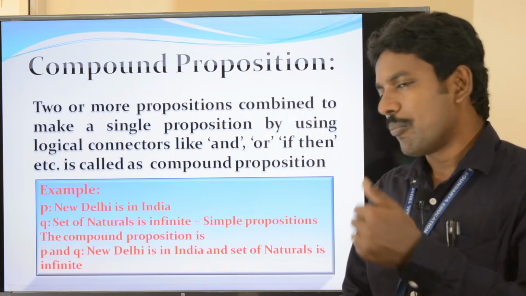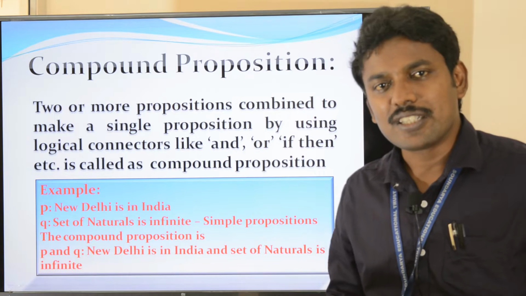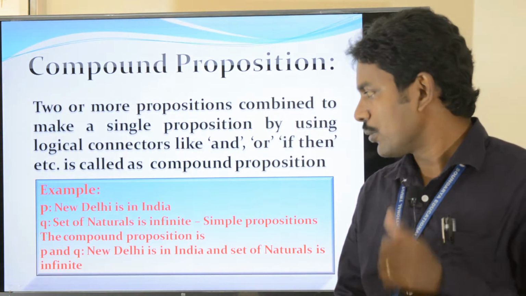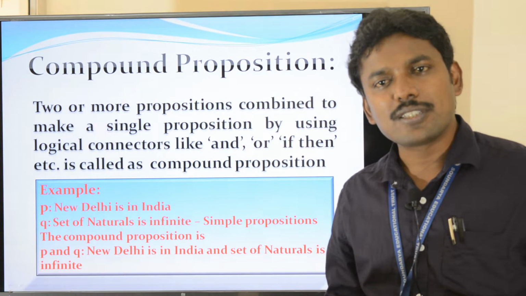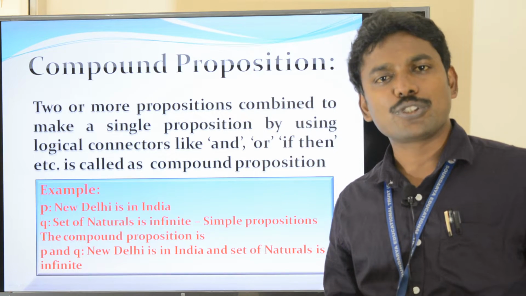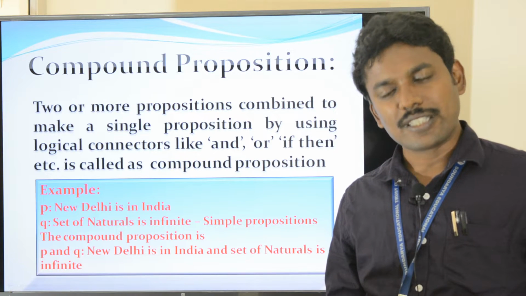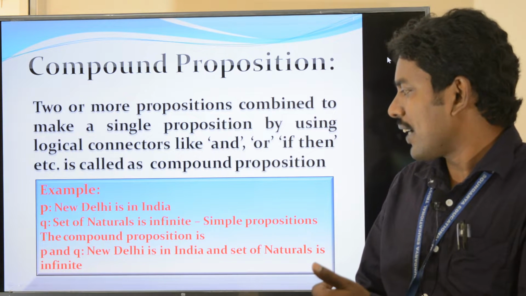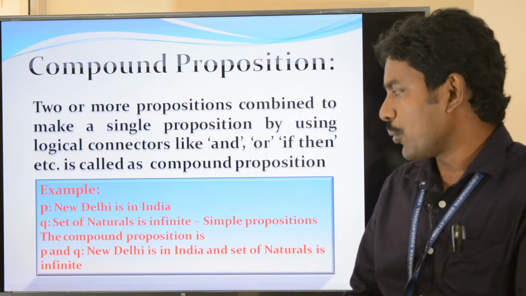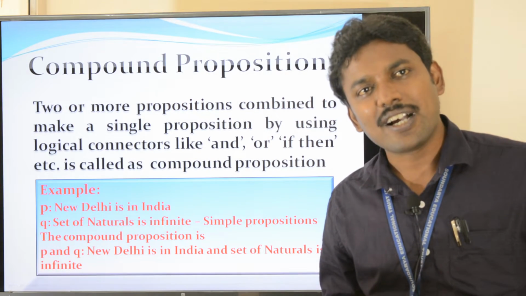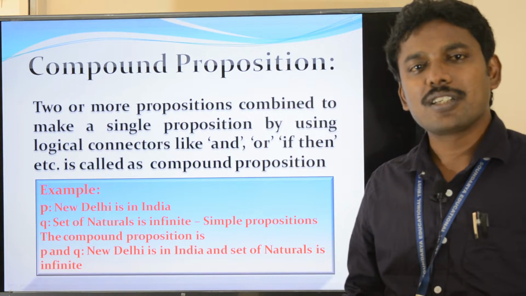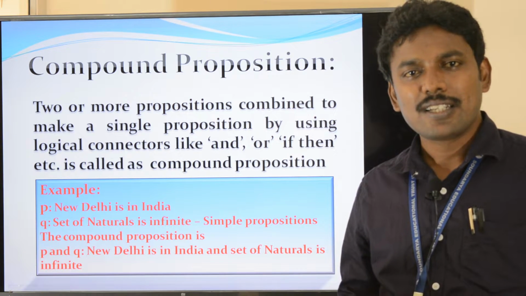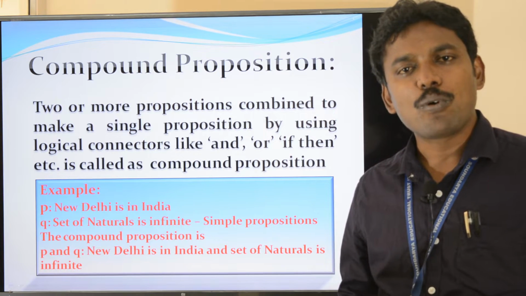See the example: P equal to "New Delhi is in India". It's a proposition, definitely, because it is true. And one more, Q: "set of naturals is infinite". Again, it's also a proposition, and the truth value is T. And these two are simple propositions, and by using "and", I can connect these two propositions, that is, New Delhi is in India and set of naturals is infinite. So the final one, P and Q, the sentence, is called a compound proposition.